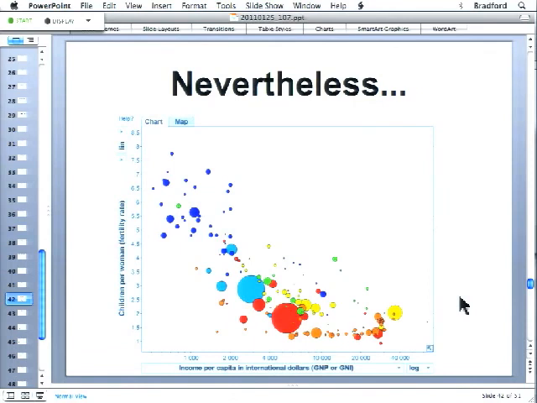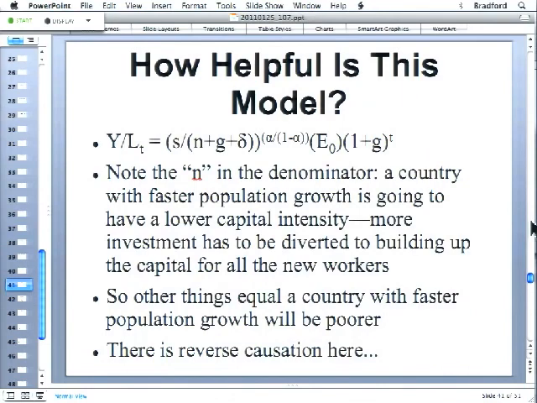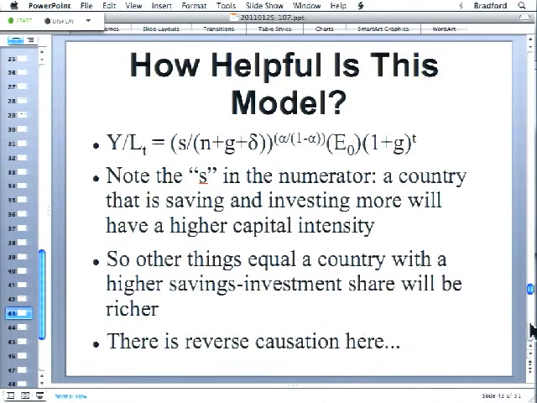A country that's saving and investing more is going to have a higher capital intensity, is going to have more capital goods per worker, and so its workers are going to be more productive, even if they're working with the same efficiency, simply because of the greater capital intensity. So other things equal, a country with a higher savings investment share will be richer. And there is reverse causation here as well.